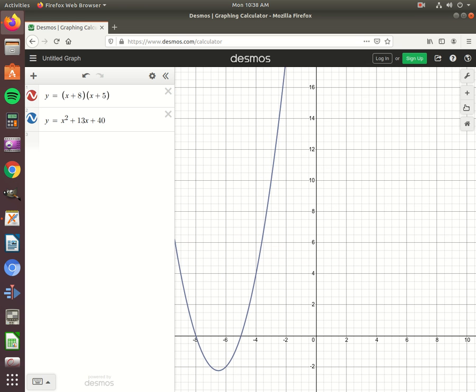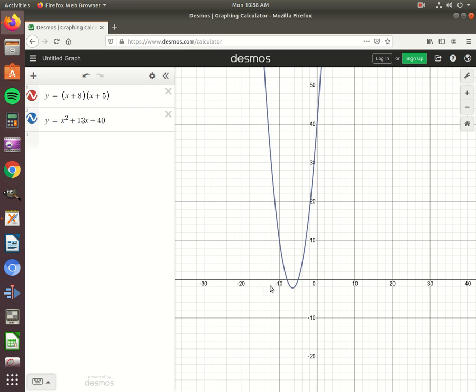Again, I do want to point out a couple of things though. If I zoom out a little bit, you can see there's some major points. We have some x-intercepts there. We have a y-intercept here, and we have the vertex down at the bottom. The vertex is either going to be the highest or lowest point.